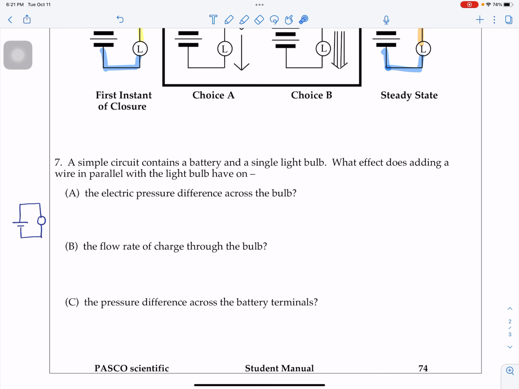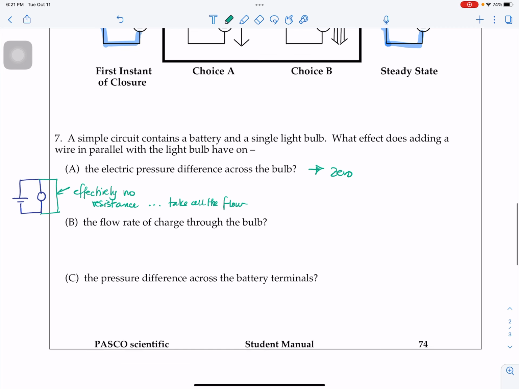What effect does adding a wire in parallel with the light bulb have? Okay, so we're adding a branch in parallel. And so this branch has effectively no resistance. And so this means it's going to take all the flow. So the electric pressure difference across the bulb, this is going to go to 0. And this is called shorting out the battery. The flow rate of charge through the bulb, this is going to go to 0.